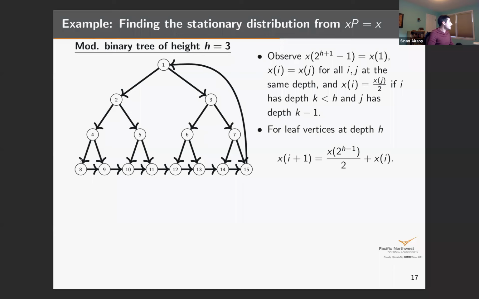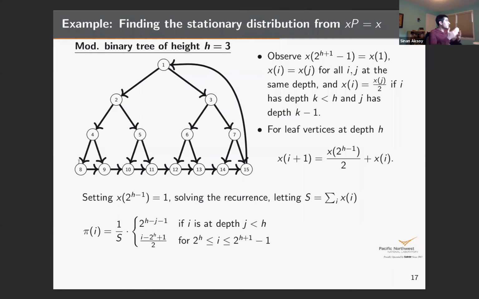And now if we try to tackle these bottom leaf vertices, you'll see that their value is going to be 1/2 what they get from above, plus everything which they get from the left of them. So we have this sort of recurrence relation. And so, setting one of these entries equal to 1, solving this and normalizing, we can get an expression in this case for what the stationary distribution must be for this family of graphs.